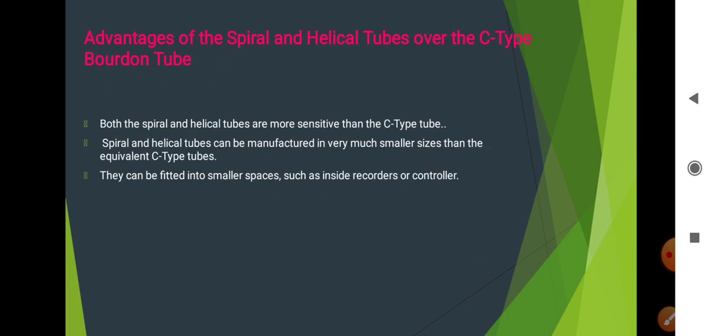So there are some advantages of spiral and helical types over the C-type Bourdon tube. As I told you, both are more sensitive than the C-type Bourdon tube. And one more thing is they are manufactured in very small sizes. Because of that size, we can use them in applications such as recorder controllers. But the C-type Bourdon tube we cannot use for this application because its size is not suitable.